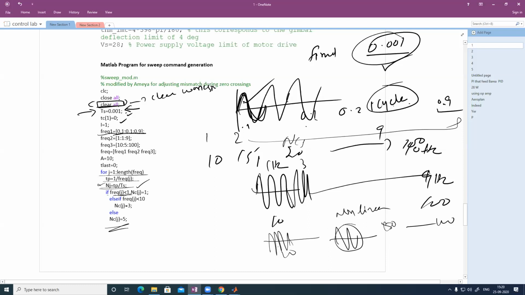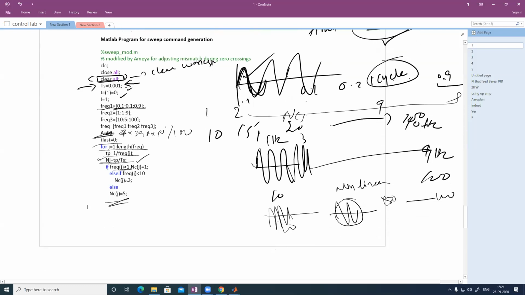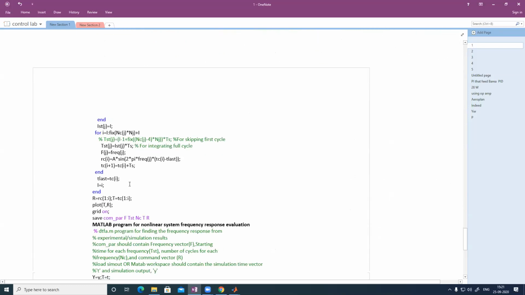So NJ and NC you are taking, and this A, I am telling, 100% command is 4 into 398 into pi by 180. This you have to change, and T last is 0. These things are modified inside the loop. So this T is calculated.